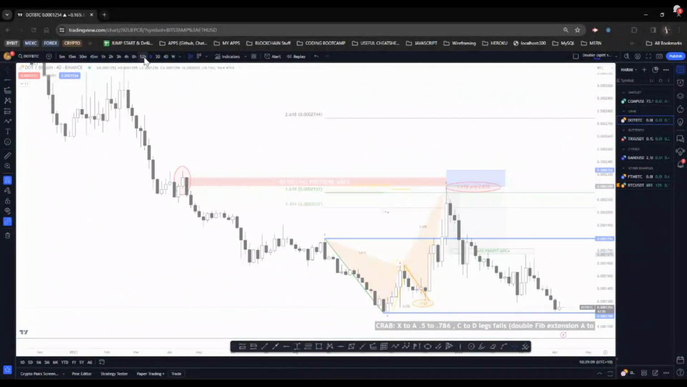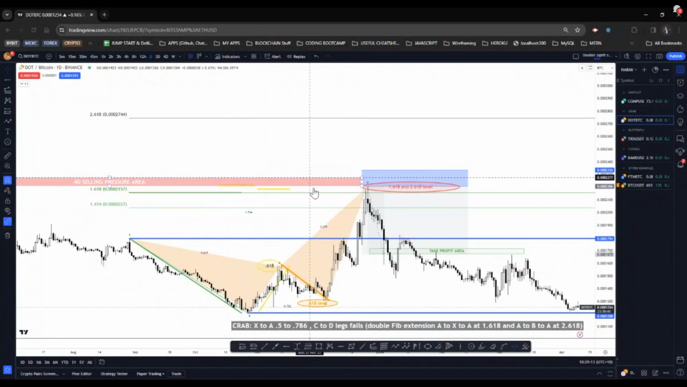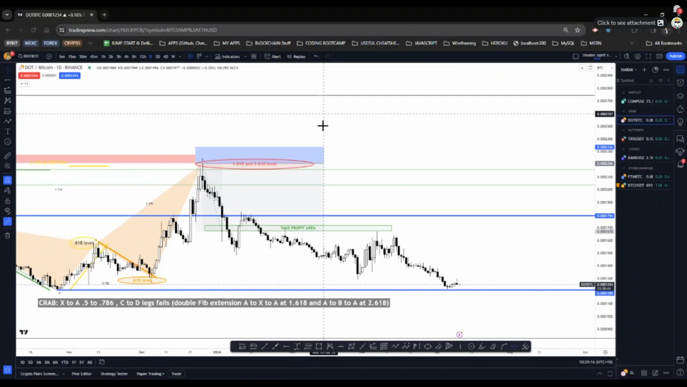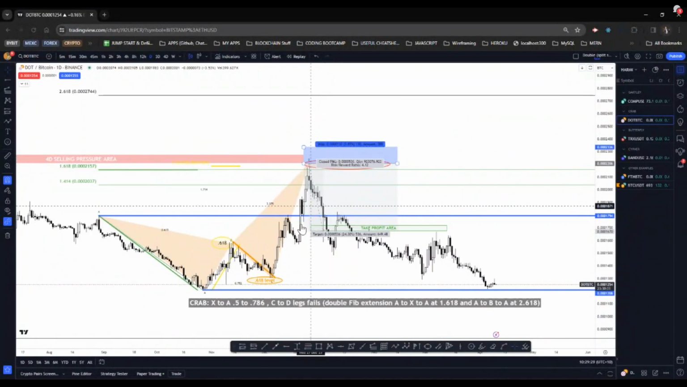When you scale down onto the daily, you can see it literally just licked it and off you went. This is a good example of it can play all the way down. I was happy, this is a 1 to 4.1, so solid risk to reward there. This is a good example of what a crab can do.